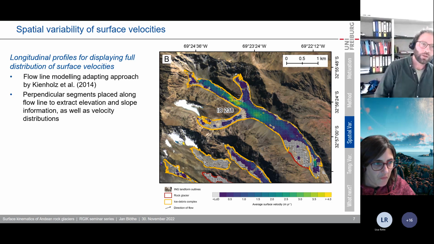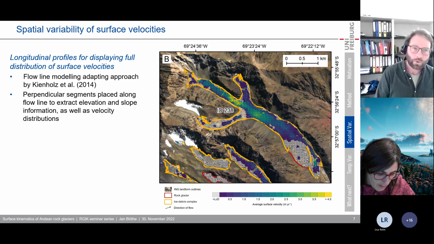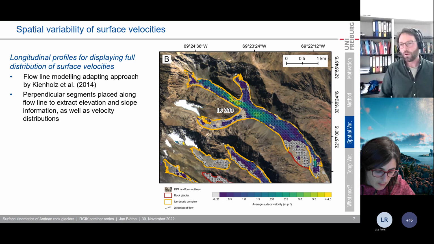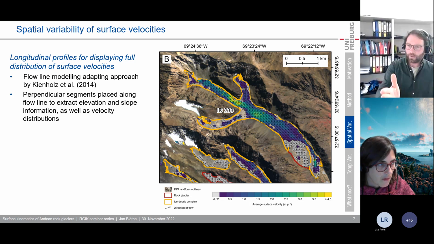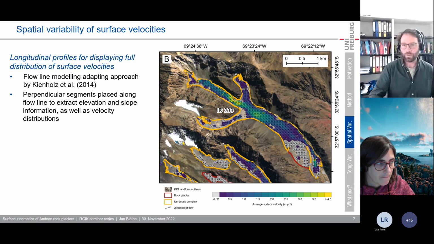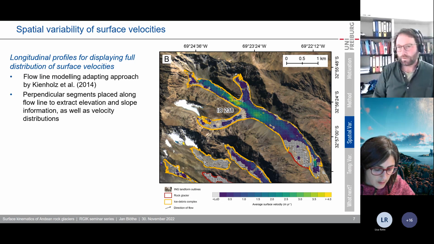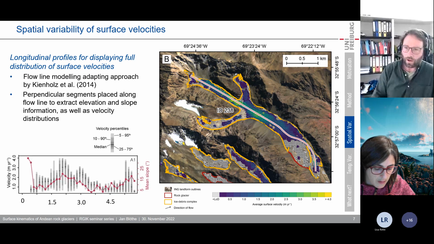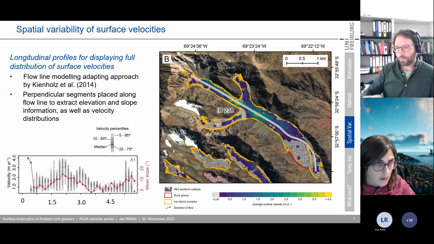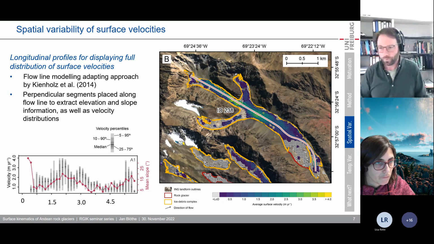And what we did for that is we used flowline modeling, an approach published by Kienholz in 2014 for glaciers, but we adapted this for rock glaciers. We created a rock glacier longitudinal profile, and then we created perpendicular segments along this, and tried to use this as an illustration of how rock glacier surface velocity varies along the landform.